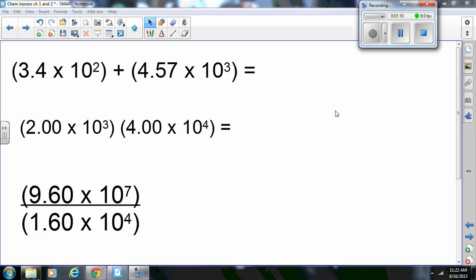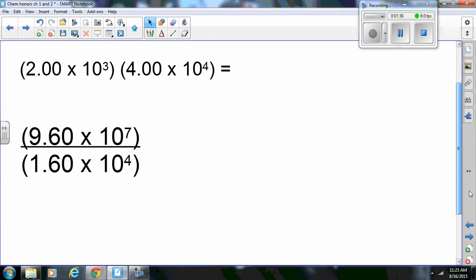Now, I think that multiplication and division are a little bit easier because during these functions, you really do just add or subtract the exponents. So this second problem, you will take 2.00 times 4.00, which is just 8.00, and then 10 to the 3 and 10 to the 4th, you just add them up. So your final answer, 8.00 times 10 to the 7th.